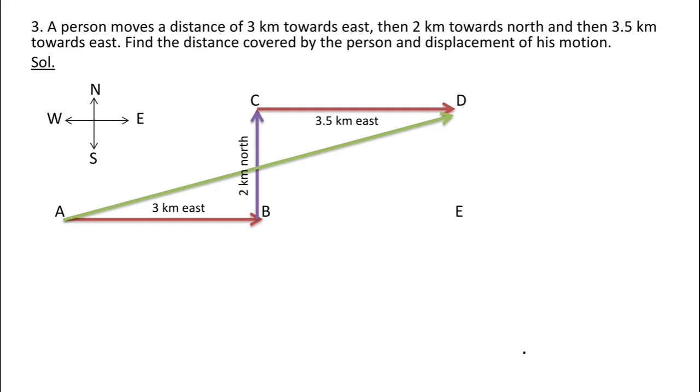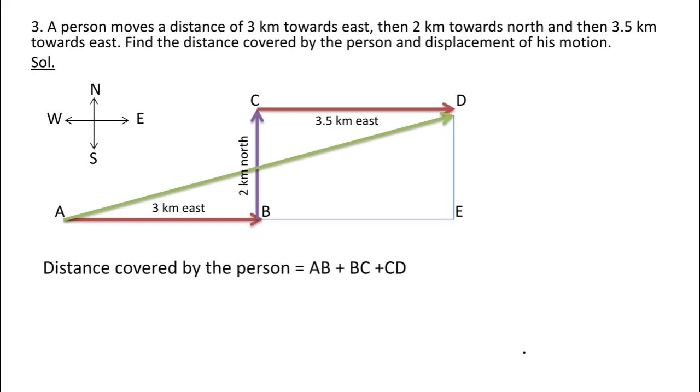Again we can say that in order to reach from the point A to point D, that is from initial position to final position, the person has taken the path AB, BC and CD. So we can say the distance traveled by the person in this journey is equal to the sum of AB plus BC plus CD, which can be written as 3 plus 2 plus 3.5 km, because AB is equal to 3 km, BC is equal to 2 km and CD is equal to 3.5 km. So after adding these values we have 8.5 km. So we can say that the distance covered by the person in this journey is equal to 8.5 km.